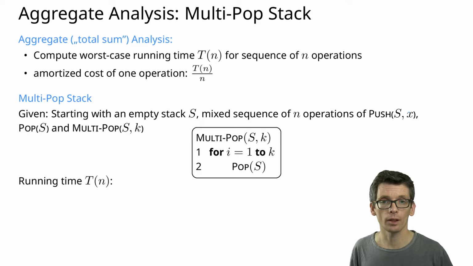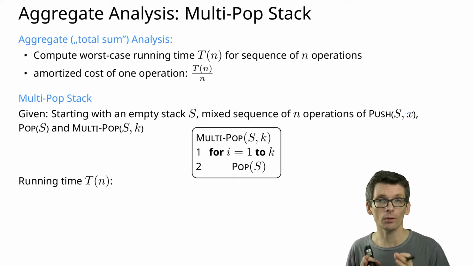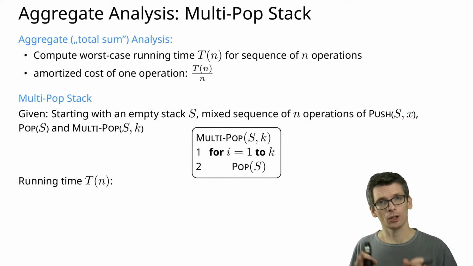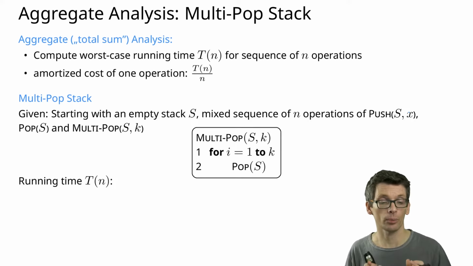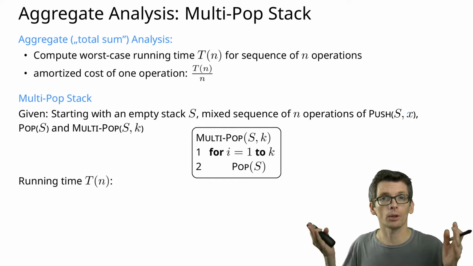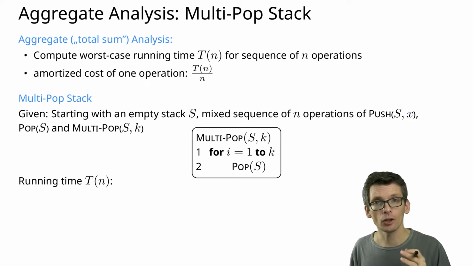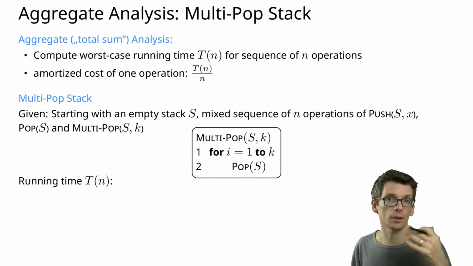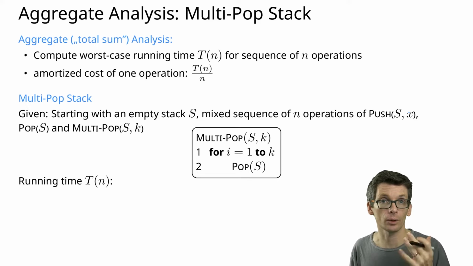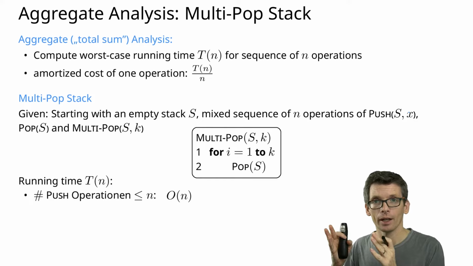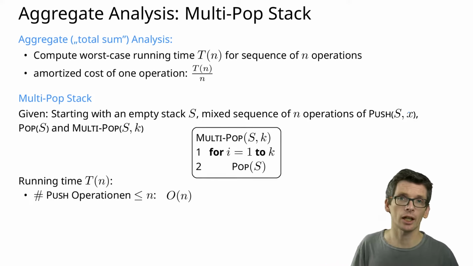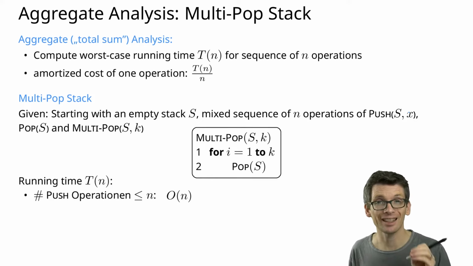One way to do this is that we first bound the running time for all pushes. We don't know how many of these operations are pushes, but because we overall only have n operations, there are at most n push operations. Each push operation takes constant time if we have the stack efficiently implemented, let's say with a linked list. So we have at most n push operations, each taking constant time. That gives us linear time for all the pushes in the sequence.